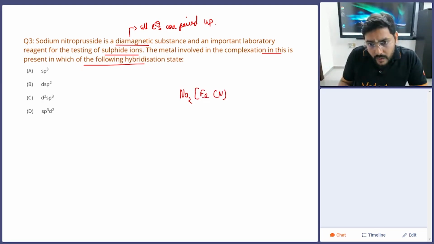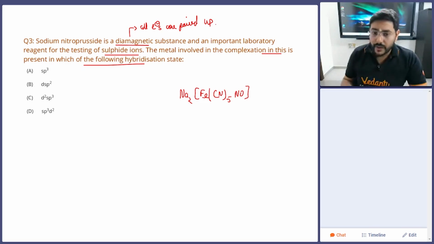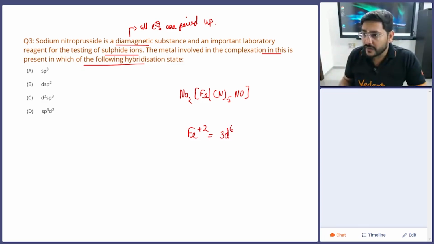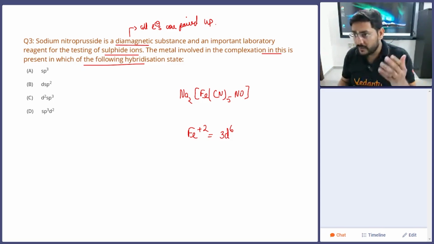Fe(CN)5NO: here NO is present in +1 oxidation state. So basically the iron is present in +2 oxidation state. Can I say that this is a 3d6 configuration? Fe has the configuration 3d6 4s2. Now 2 electrons are removed, so that is going to remain as 3d6.